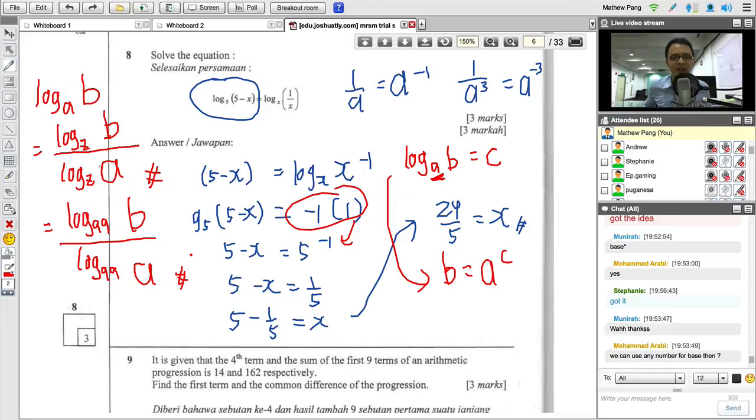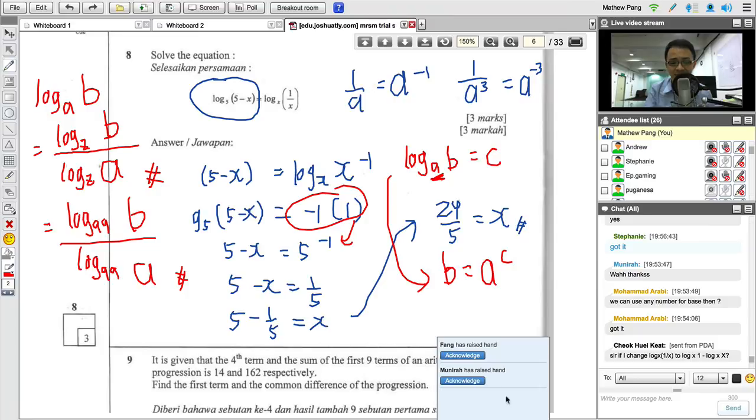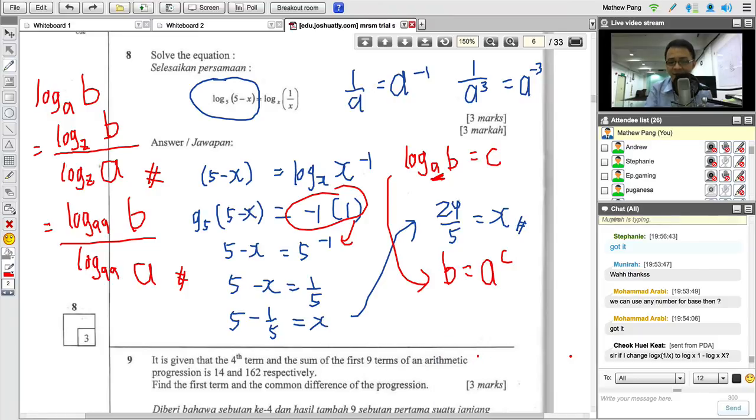I see some raised hands here. Yes, let me see, I got a raised hand from Fang. Any question from Fang? If not, I'm going to move on, because now is question 8 and we still have 17 questions.